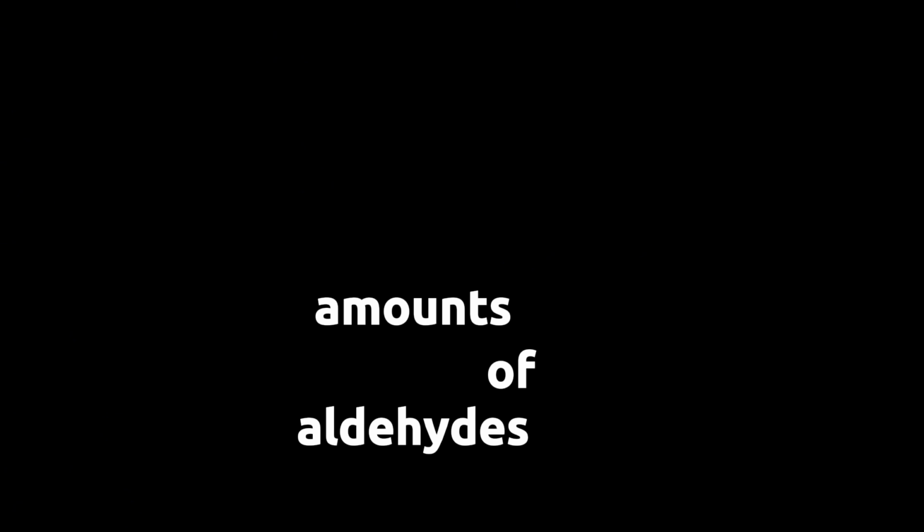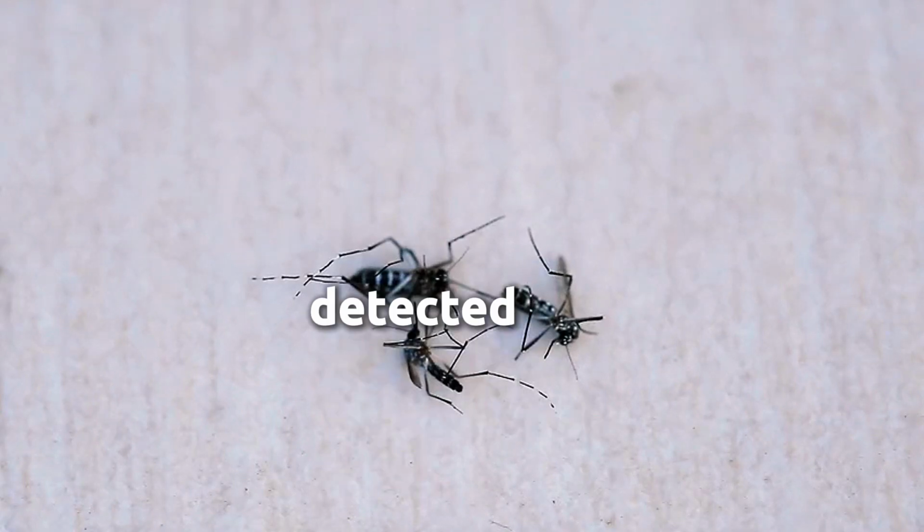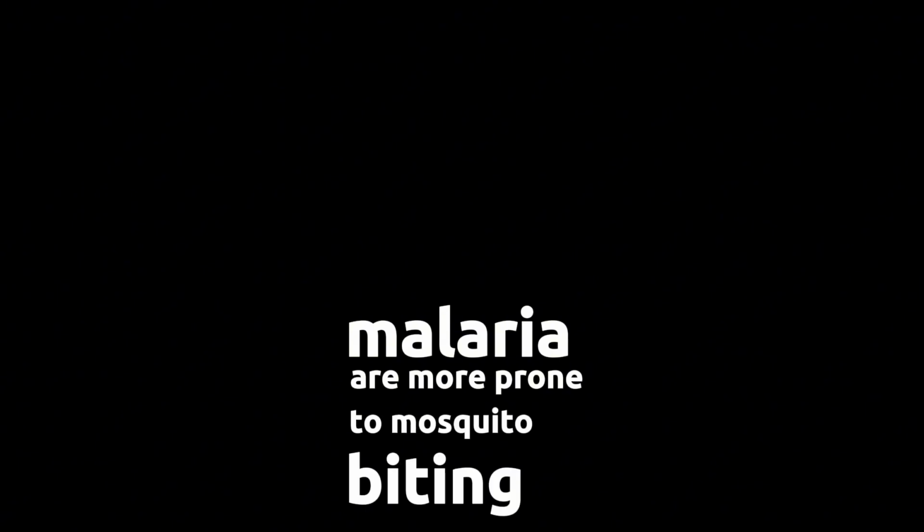Imitating a healthy human odor, infected individuals produce larger amounts of the aldehydes heptanal, octanal, and nonanal. These compounds are detected by mosquito antennae. Thus, people infected with malaria are more prone to mosquito biting.